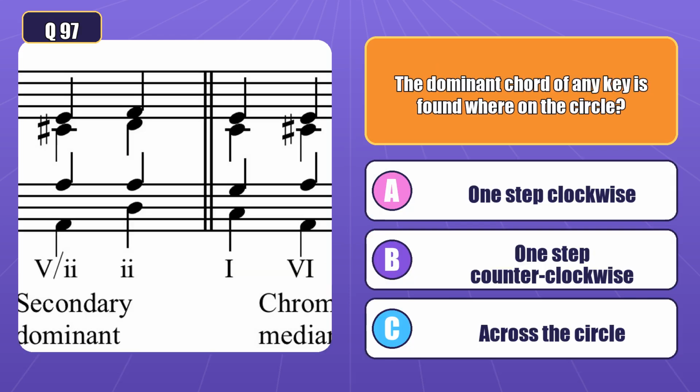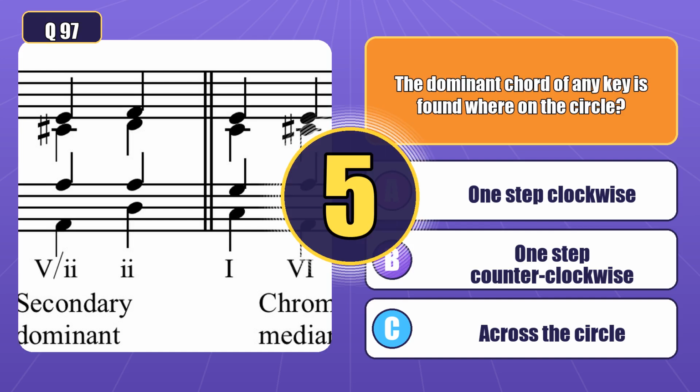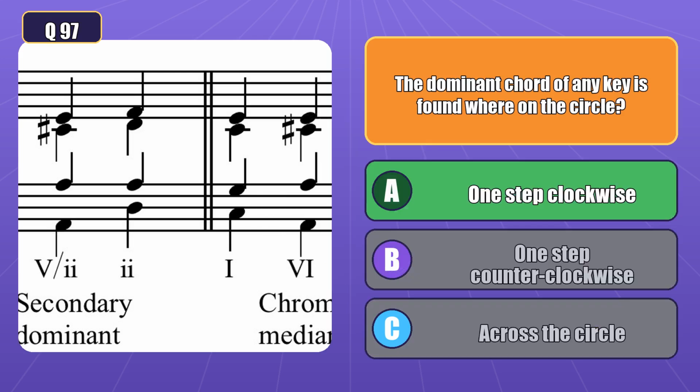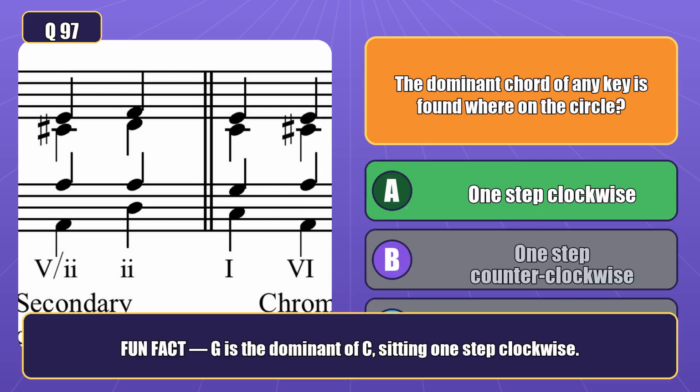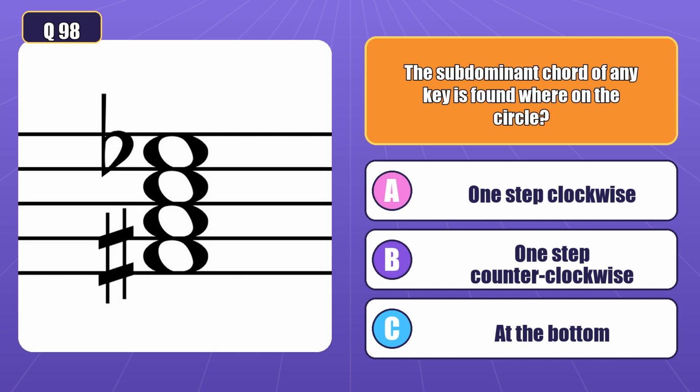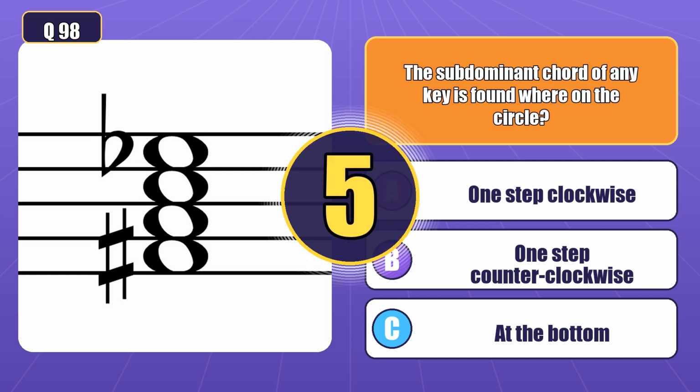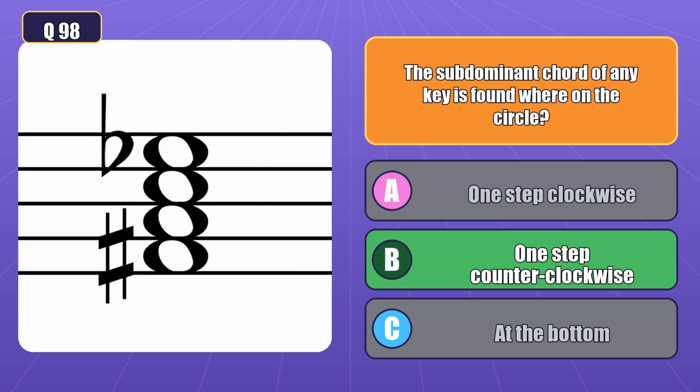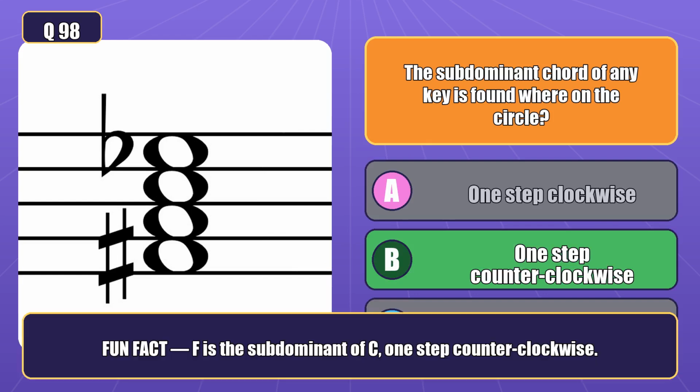Question number 97. The dominant chord of any key is found where on the circle? The answer is 1 step clockwise. Fun fact, G is the dominant of C, sitting 1 step clockwise. Question number 98. The subdominant chord of any key is found where on the circle? The answer is 1 step counterclockwise. Fun fact, F is the subdominant of C, one step counterclockwise.